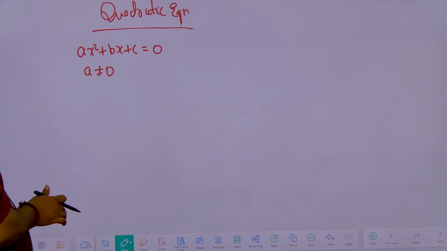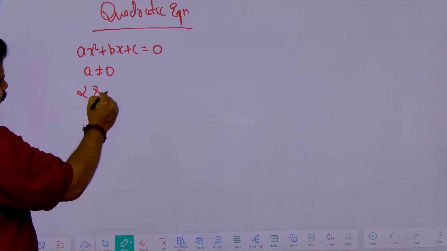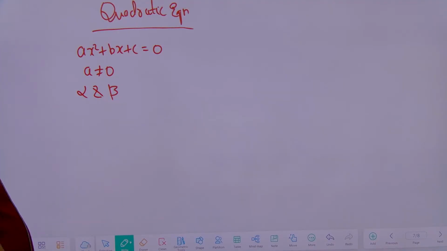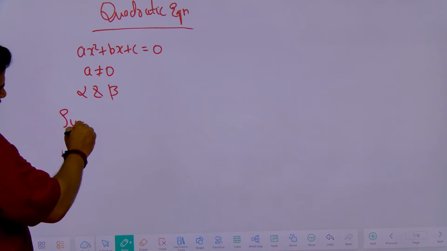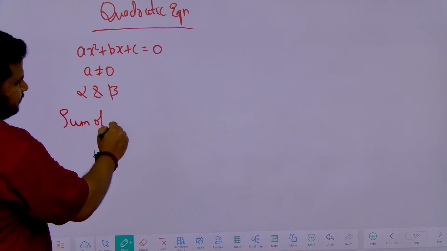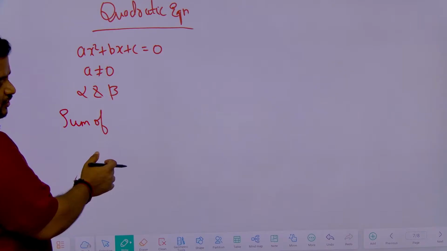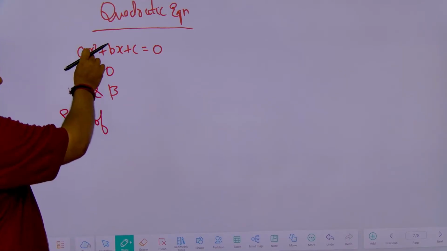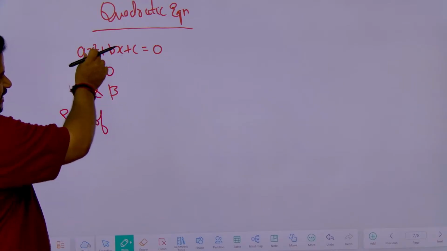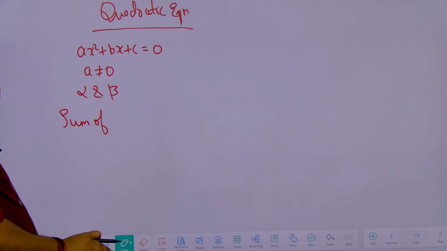Here, suppose alpha and beta are the roots of this equation. There is a concept which you would have studied in class 10. The roots are also called zeros, because if I put the alpha value here, it will become equal to 0, and if I put the beta value here, it will become equal to 0.